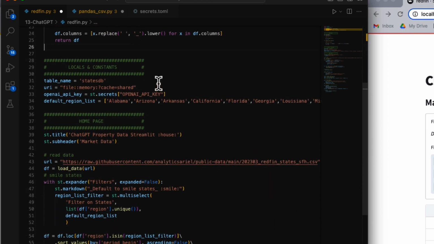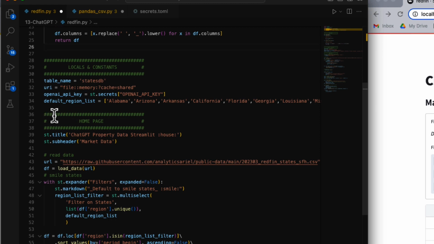We then have locals and constants, which include naming our table. You can name your table anything. I call it states database. Then your URI to store this data cache, only as we're using it with the Streamlit app. Read in our OpenAI API key, which use the link below to do so. And then here, I wanted to truncate my data a bit, so I only looked at the smile states, and I have them listed here.